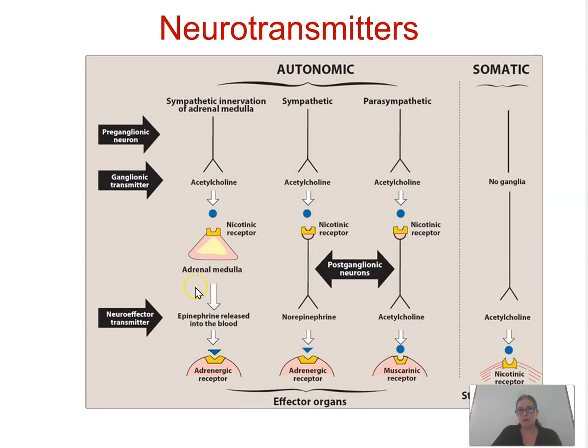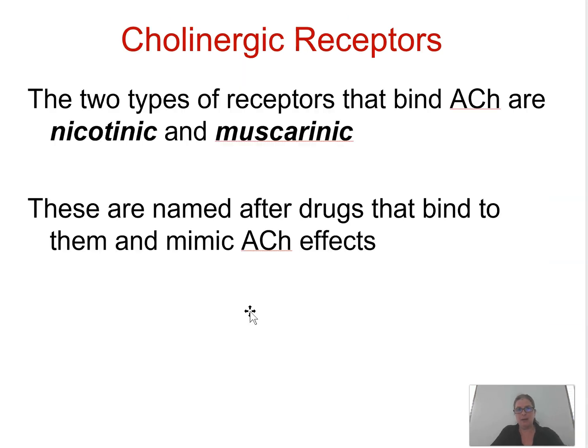If we look at our post now, remember if we're looking at our post, they're mainly releasing norepinephrine. The adrenal medulla is special. When the sympathetic preganglionic axons go to the adrenal medulla, that always stimulates the release of epinephrine. So this adrenergic receptor can bind norepinephrine, but they can also bind epinephrine, norepi and epi.